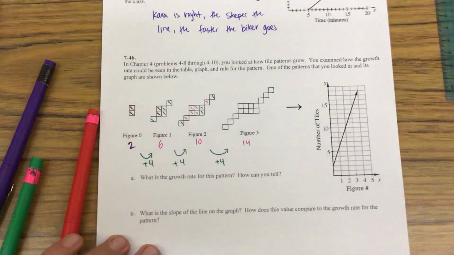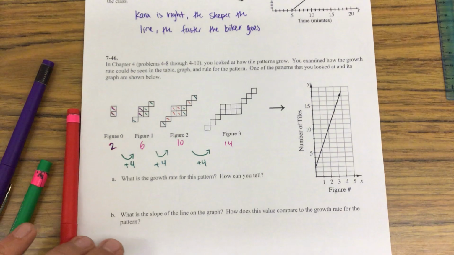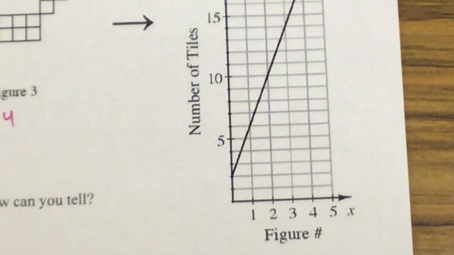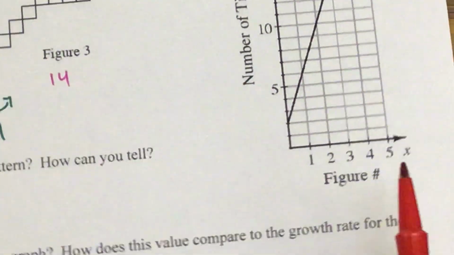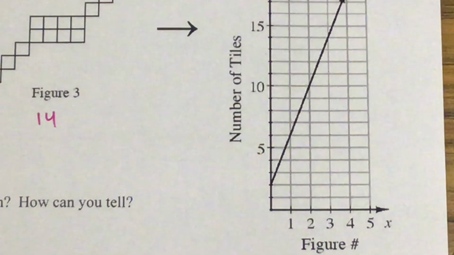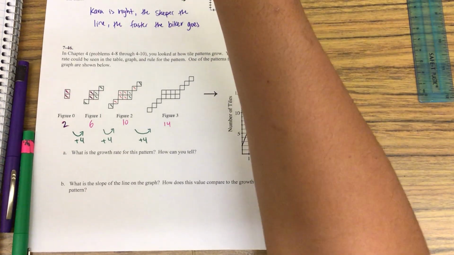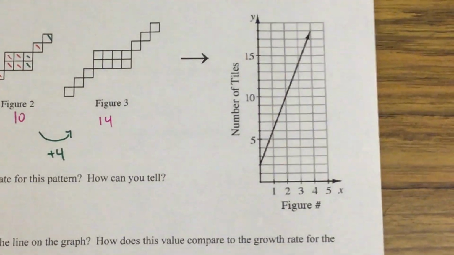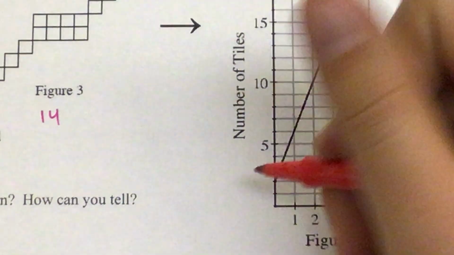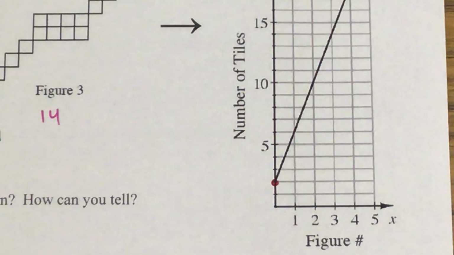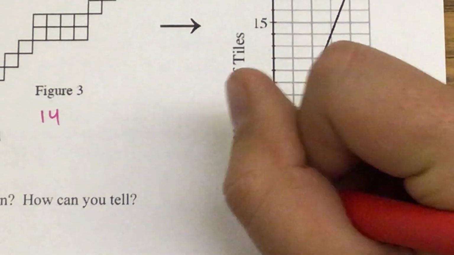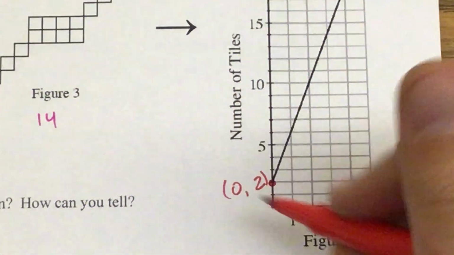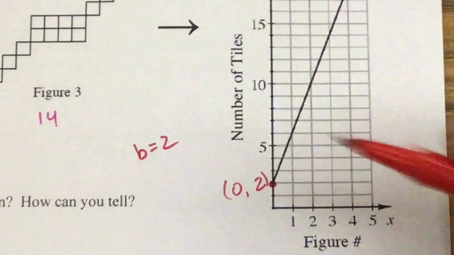Okay? Now, here's a graph. Where does this start? Take a close look. Where do we start? What's my B? Where do I always start? Show me. That's right. That's my y-axis. Where do I start on my y-axis? What is that? 2. So my B is 2. (0, 2.) So my B is 2.